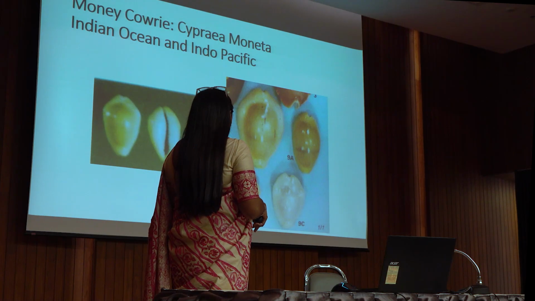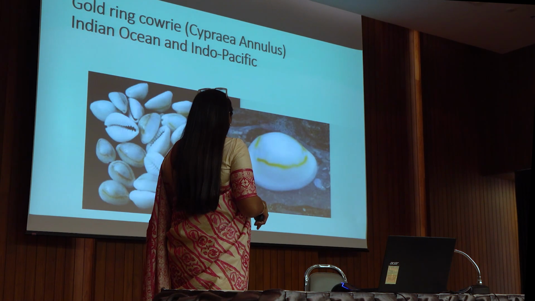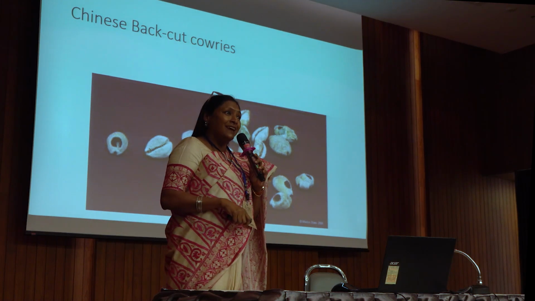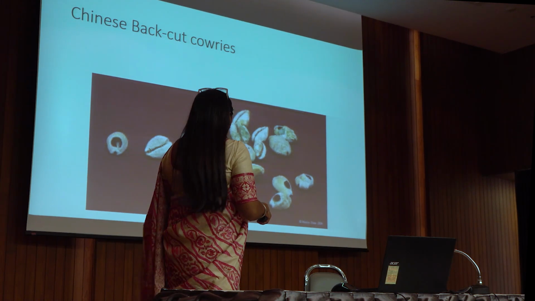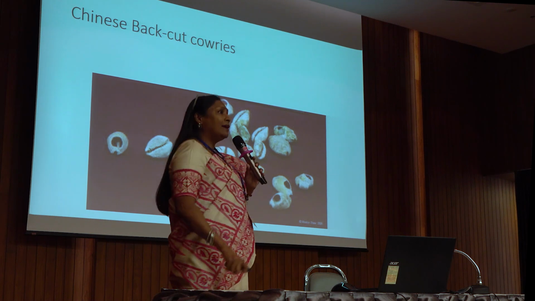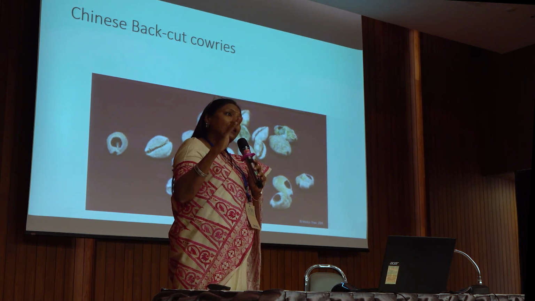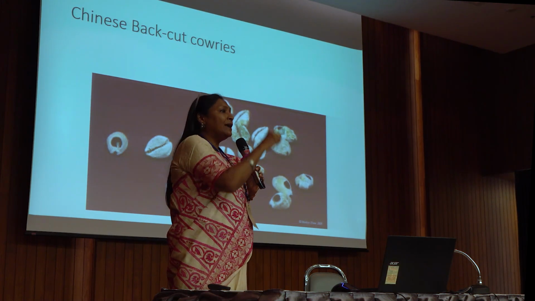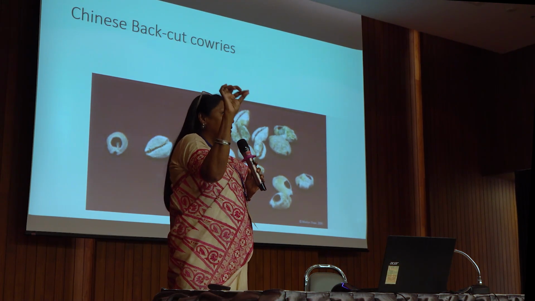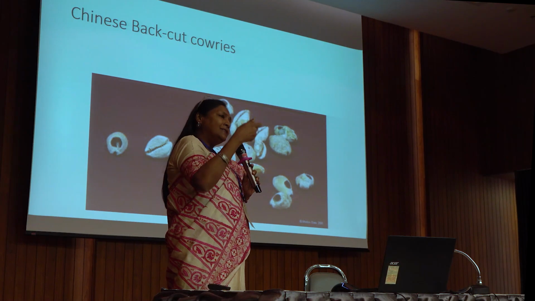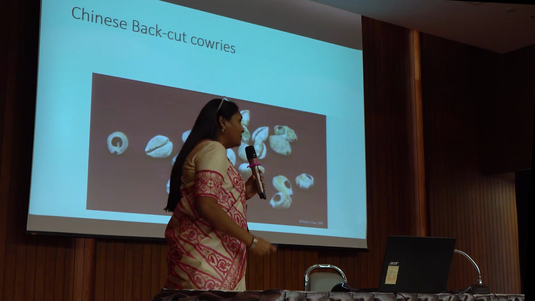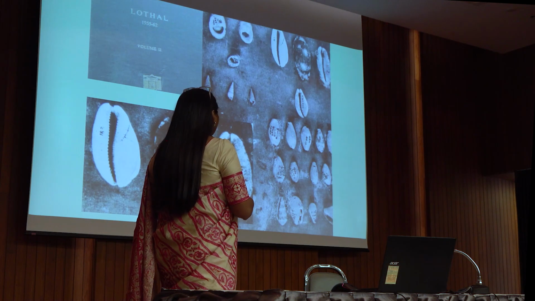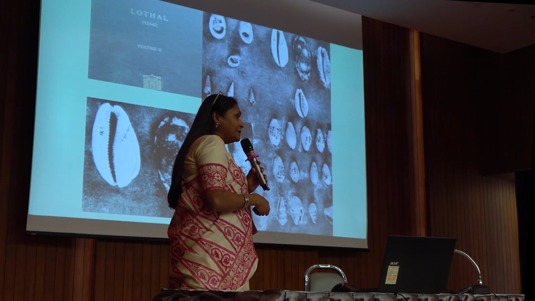As I told, there are many kinds of cowries. These are the Cypraea moneta, these are the Cypraea annulus. Now let us come to the Chinese cowries. It is very interesting that in China, all the cowries were cut. Their backs were cut to turn them into money, because they wanted to string them in a peng. So they used to take a thread, put them inside and string them in a peng to use them as money. Now these are the Chinese back-cut cowries from an excavated context from 900 BCE.